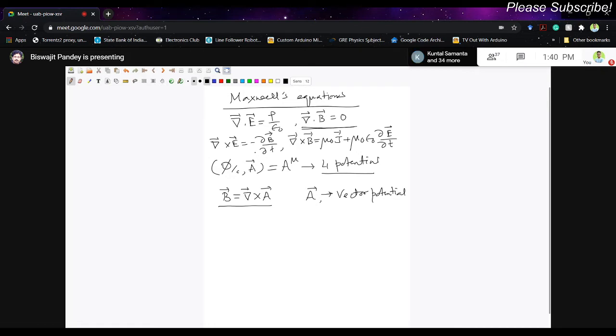And if curl of E equal to 0, we can then express E as a gradient of some scalar function, which we call scalar potential. So E equal to minus grad phi, the way we defined potential, and the minus sign is basically a convention, the way you define it. So E equal to minus grad phi.